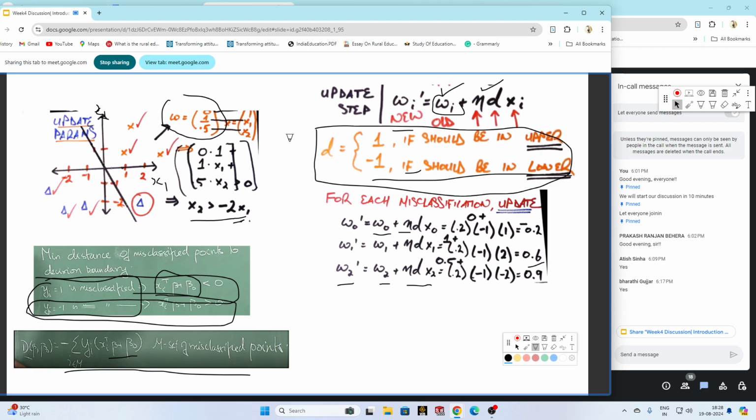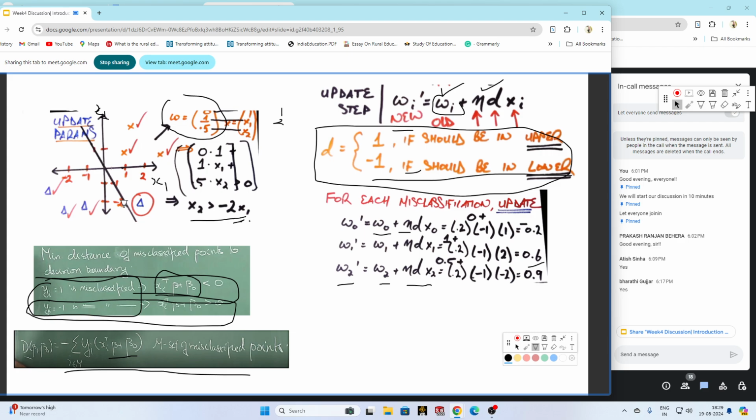So for this xi, you can see this point. This point is 2 comma minus 2. So how will our xi be formed? Xi will be 1, because w naught will take 1 only, and x1 will be 2, and x2 will be minus 2.